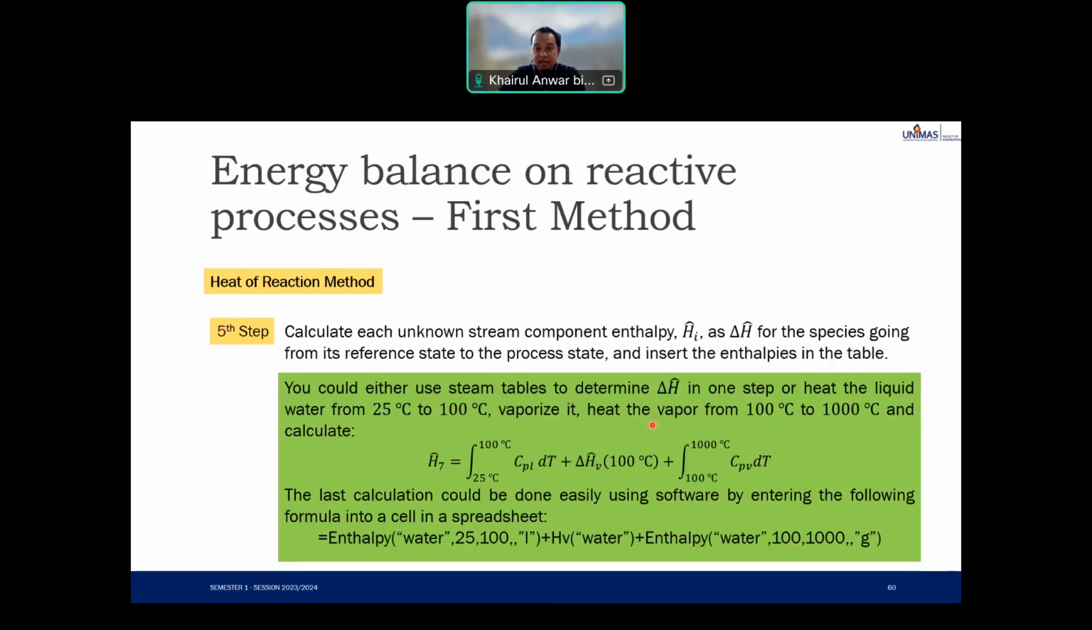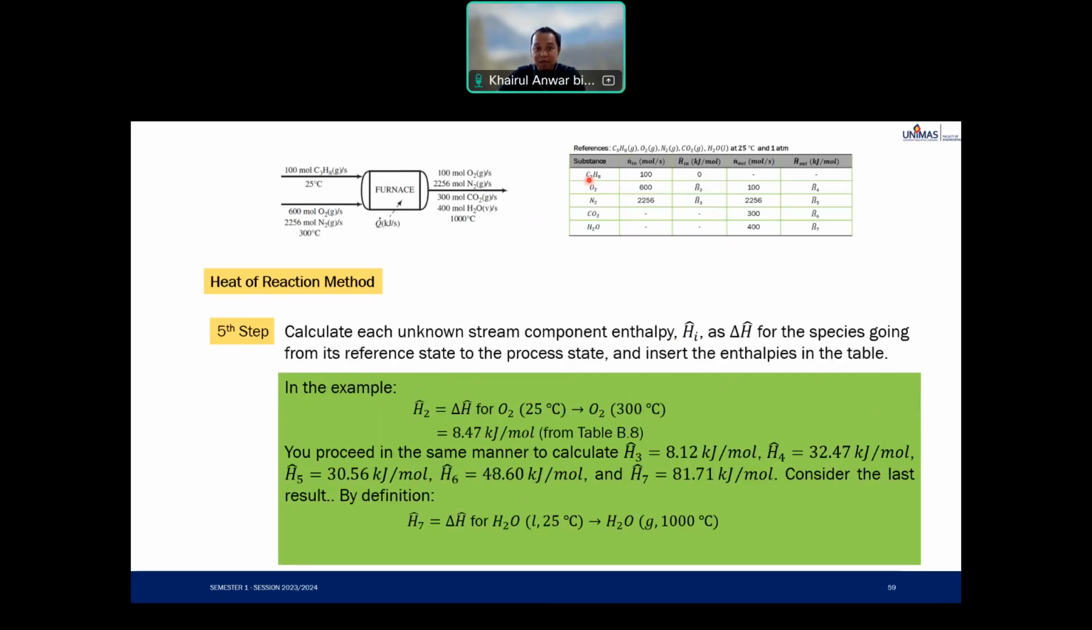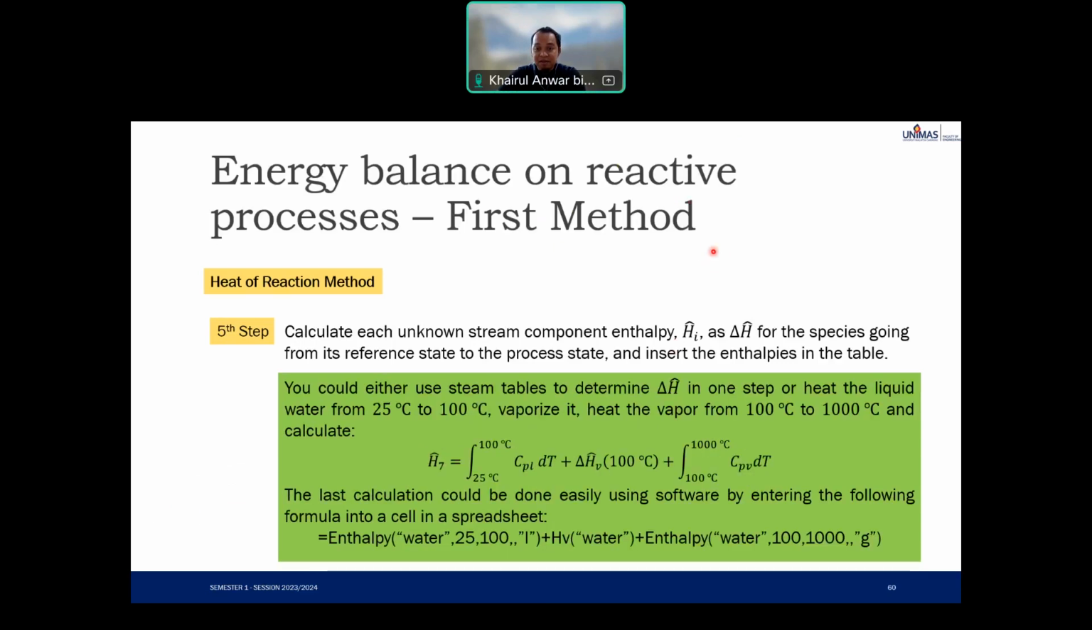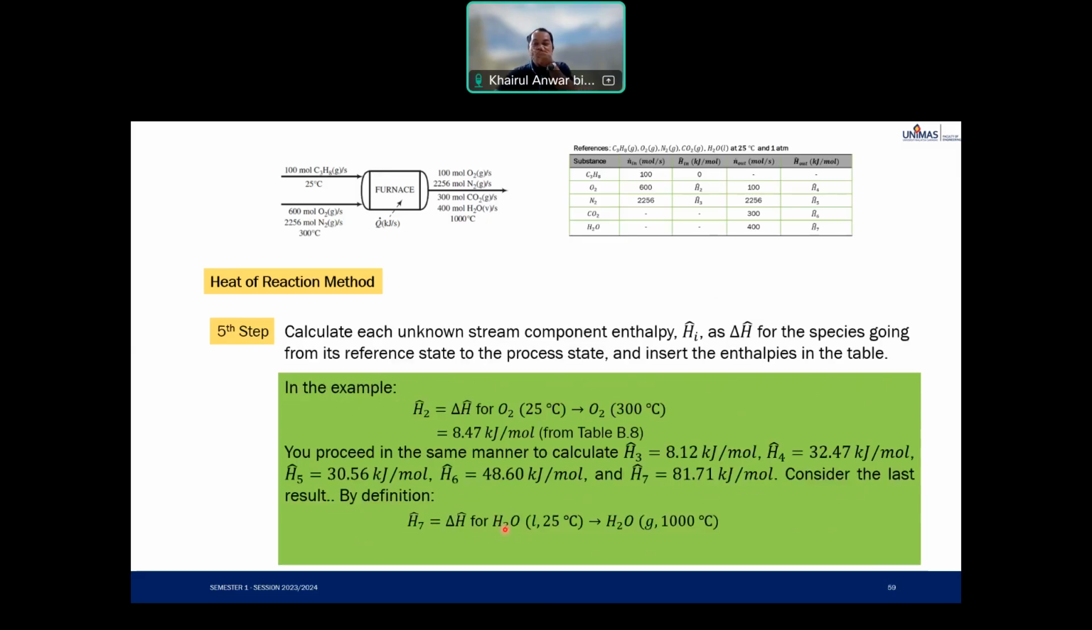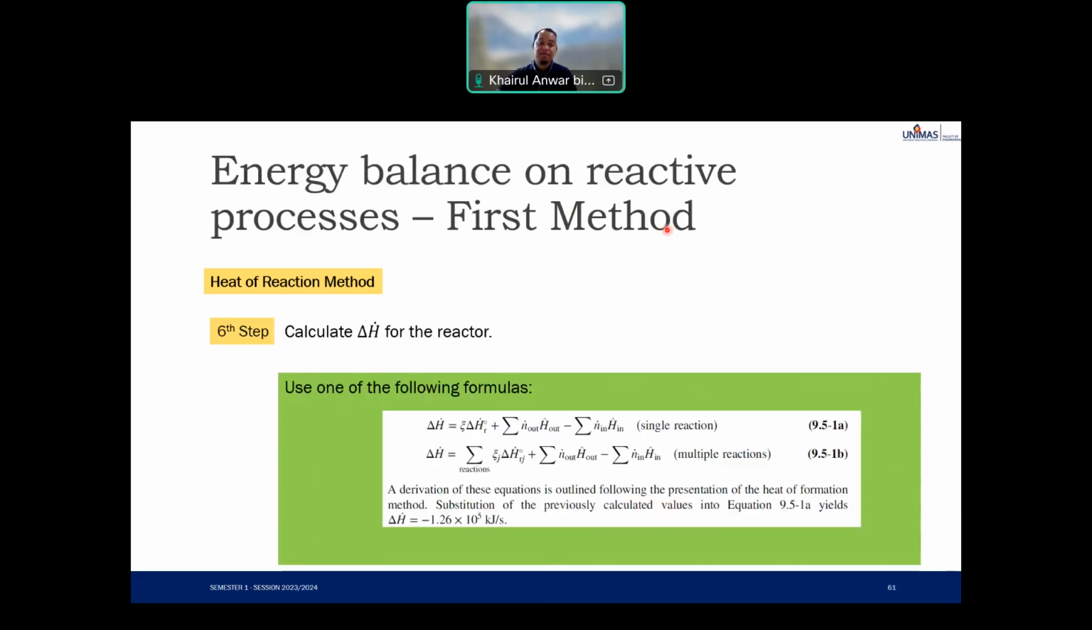In this case, H in is not zero. Only propane is zero. Oxygen and nitrogen are there. See, H2, H3. Multiply these two values, then you put here. See the value, kilojoule per second. Why kilojoule per second? Because of the n in. n in is mole per second. That's why kilojoule per second.